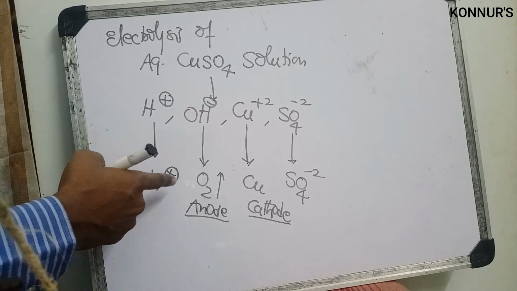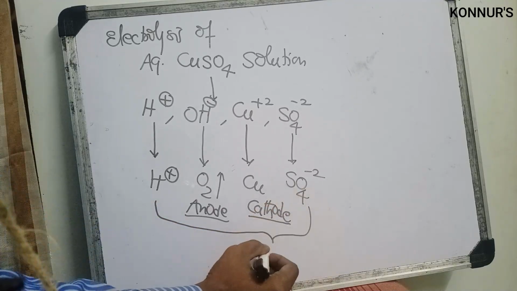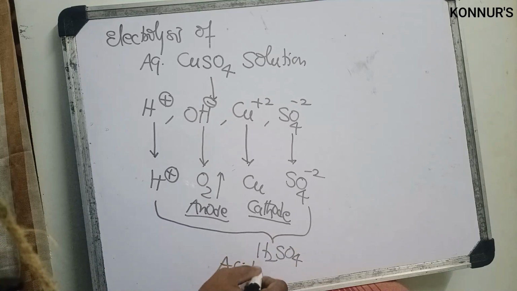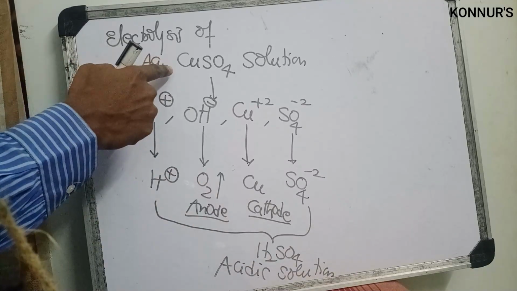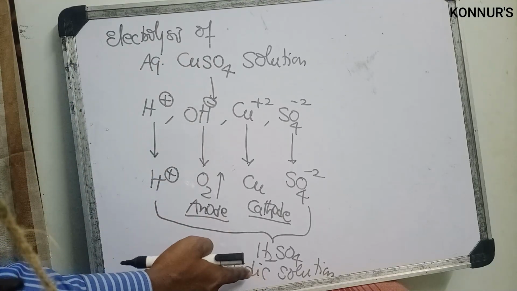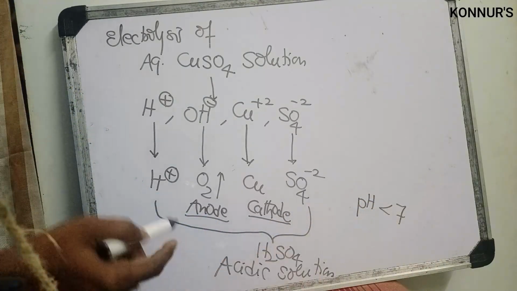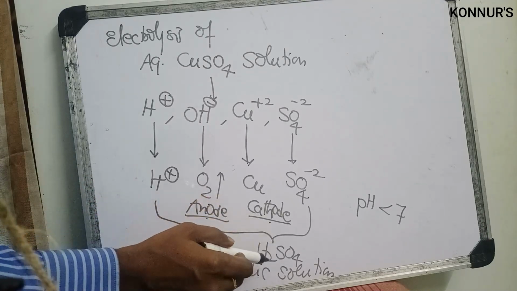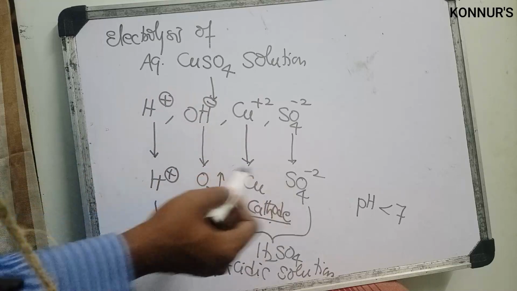Next, after that electrolysis, what happens? The remaining solution contains H plus and SO4, so that becomes H2SO4. Which type of solution is this? Acidic solution. So after electrolysis of aqueous copper sulfate, the solution becomes acidic. Acidic means what happens to the pH value? The pH is less than 7. So they will ask who is coming outside at anode, who is coming outside at cathode, what happens to the solution, and what happens to the pH. They will ask direct questions.